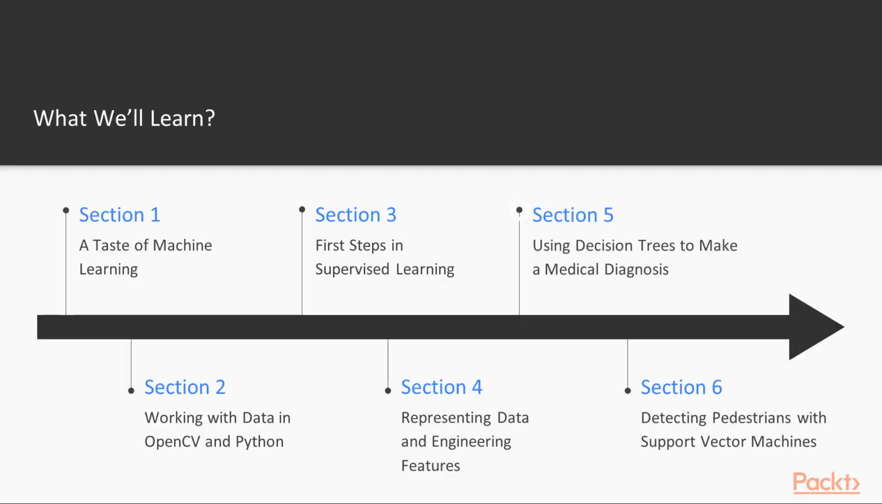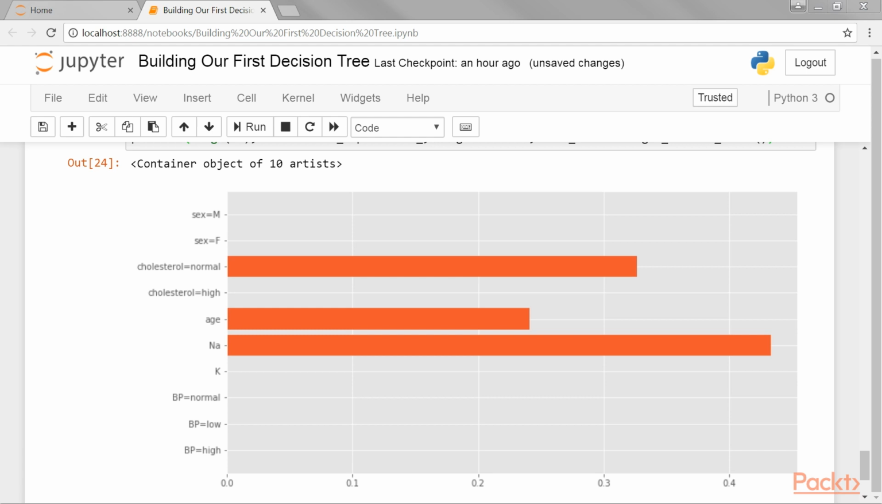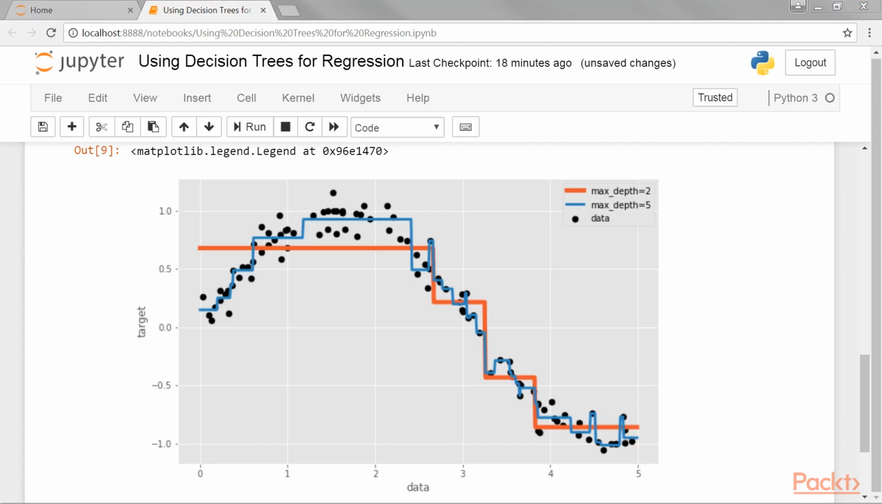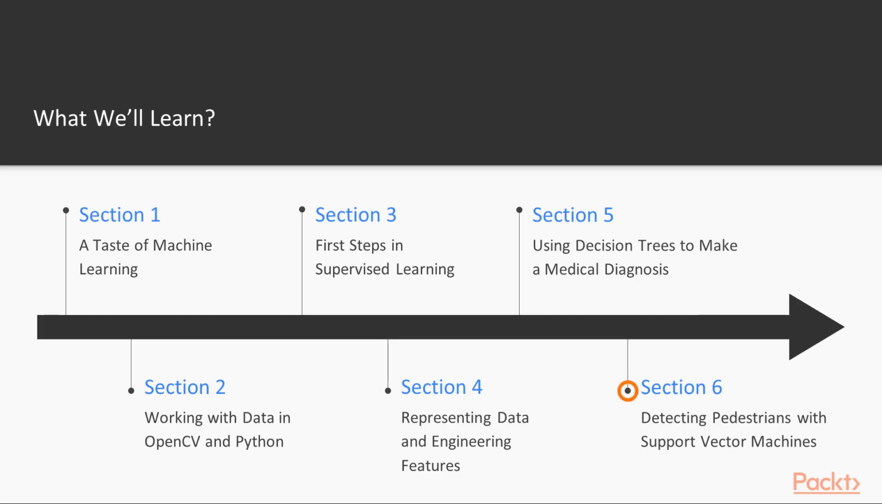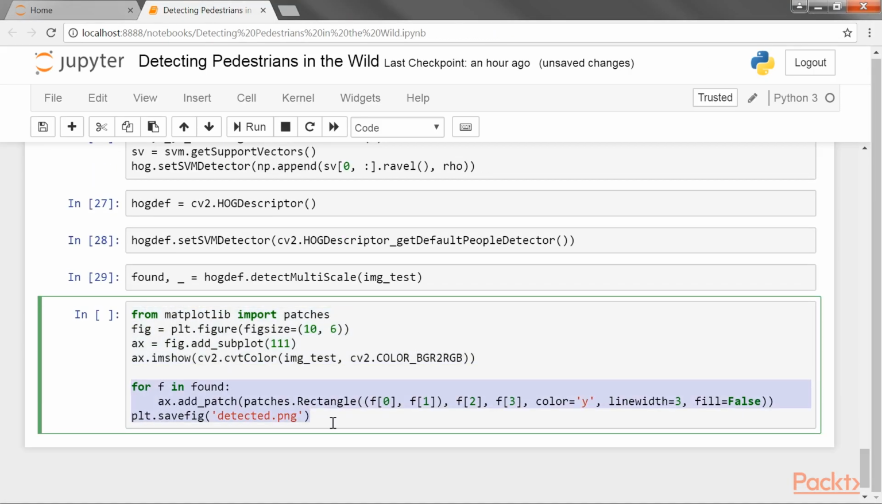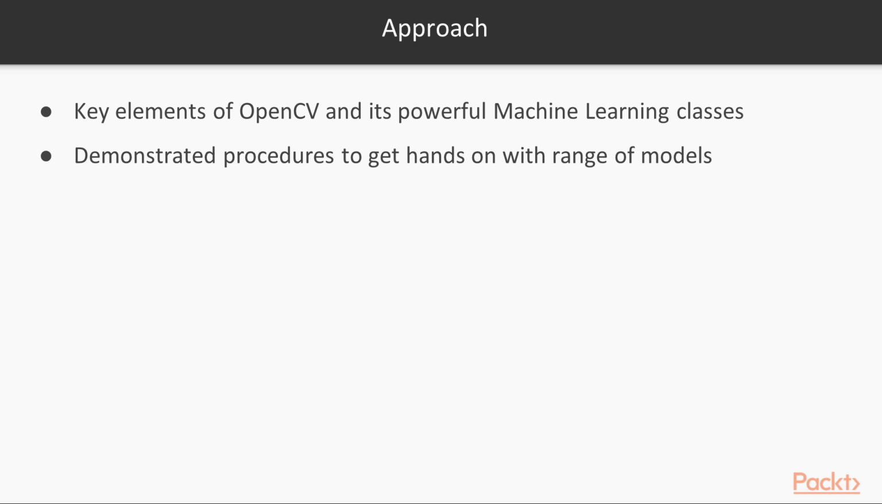Post that, the section Using Decision Trees to Make a Medical Diagnosis will show you how to build decision trees in OpenCV and use them in a variety of classification and regression problems. The final section explains how to build support vector machines in OpenCV and how to apply them to detect pedestrians in images. This course walks you through the key elements of OpenCV and its powerful machine learning classes while demonstrating how to get to grips with a range of models.